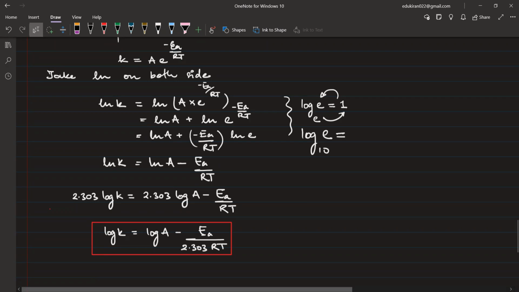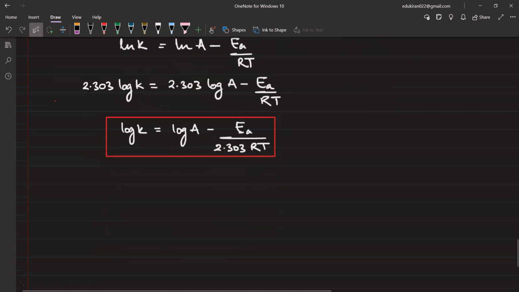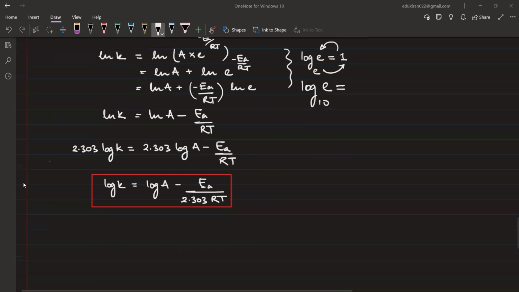Yes, sir, done. Okay. Now from this equation, you can see what is going to happen if we increase the temperature. Please see, if we increase the temperature, then this complete denominator is going to increase, right? If the denominator is increasing, that means this fraction will become less.